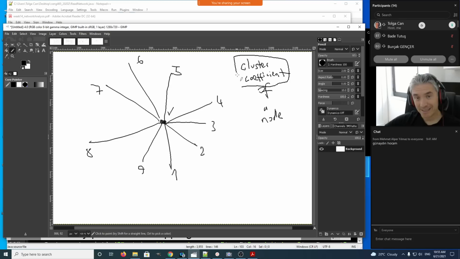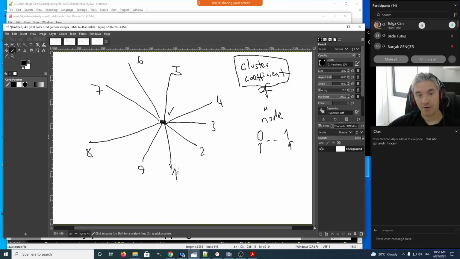Sometimes you may see this term used for the entire graph. Usually that means it's the average clustering coefficient. But the clustering coefficient is a term that is defined for a vertex of a graph. And as I said, it's a measure between 0 and 1. If it's 1, it means all of your neighbors know each other. If it's 0, it means none of your neighbors know each other.